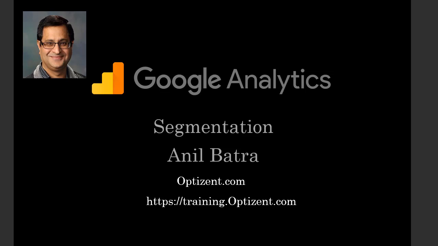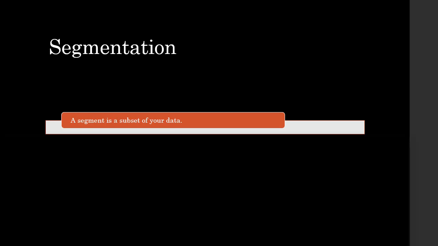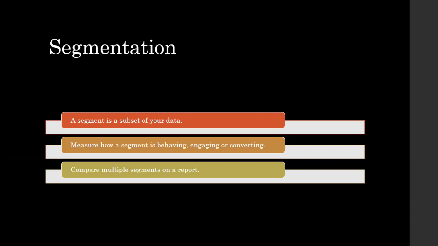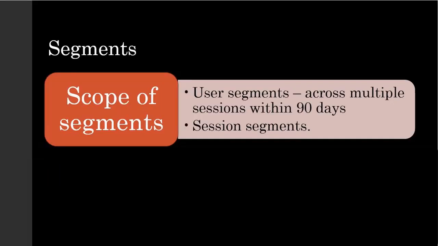Let's look at segments, or segmentation, in Google Analytics. A segment is a subset of your data. It allows you to measure how a particular subset is behaving, engaging, or converting. You can compare multiple segments on a report. The segments can be created on users or sessions.